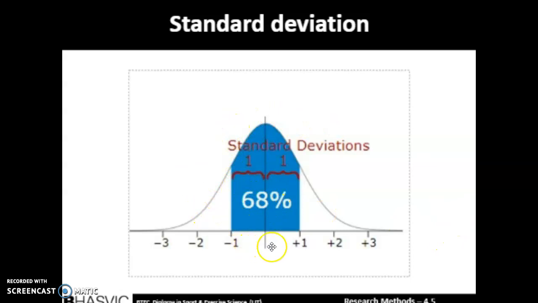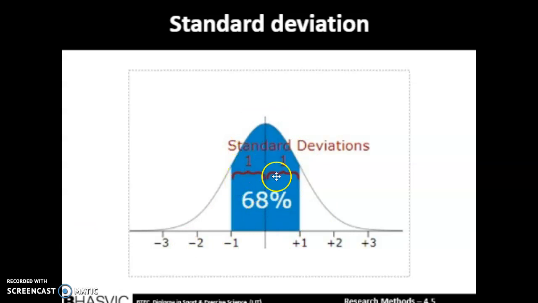So, standard deviation is the 68% of the data. We split it in half. This would be your mean value. This would be a standard deviation either side. This is a standard deviation of 1. So, you would say that 68% of the data is in the standard deviation of 1 in this data set.